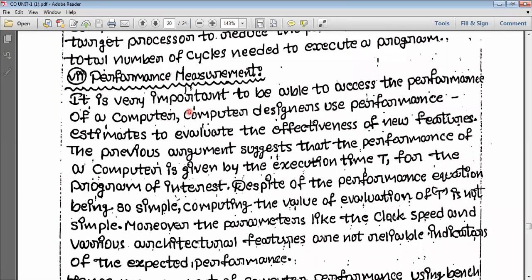So the total 7 factors are completed. The first one is processor clock, and the next one is the basic operational equation. Next, pipelining and superscalar operation. The next one is clock rate. Next, instruction set, compilers, and performance measurement. Totally these 7 factors are completed. These 7 factors vary the performance of a computer.